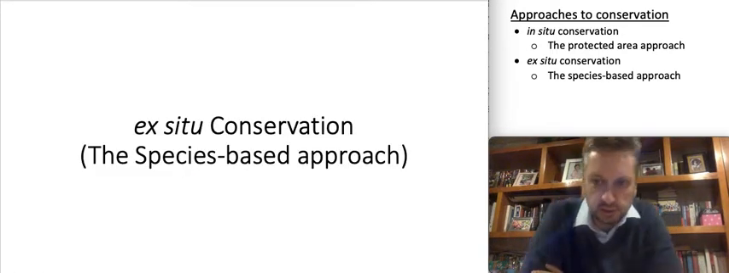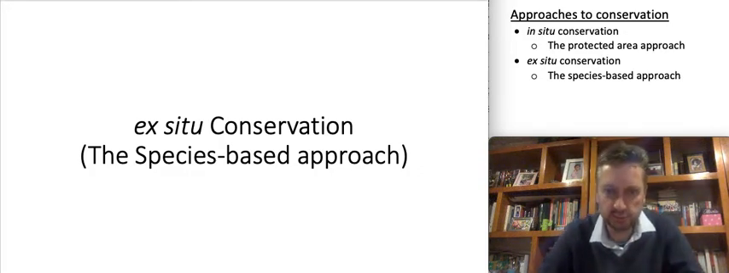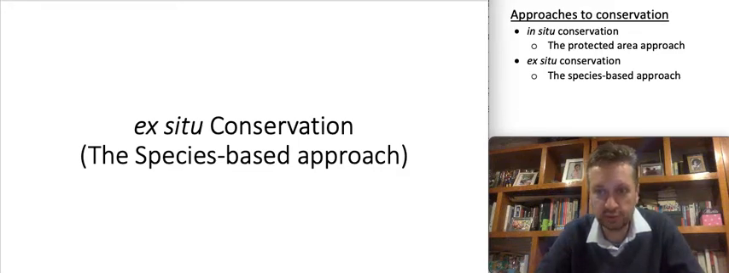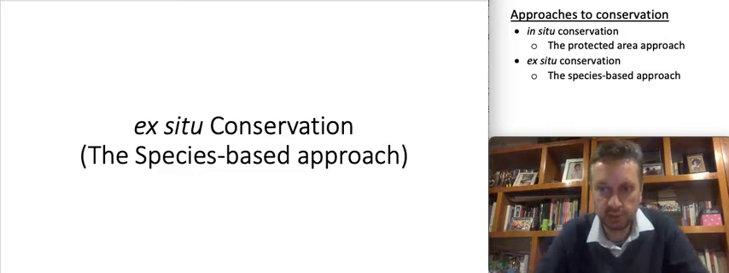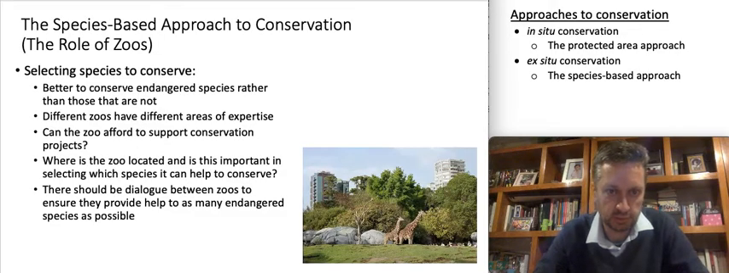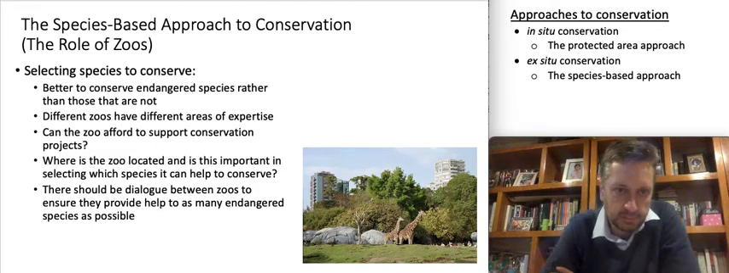Okay, I think that concludes my first section on the in situ approach. So now we can look at the ex situ approach, the species-based approach, or the approach of building zoos or collections of animals for breeding, perhaps more ethically, collections of animals for certain breeding programs. Okay, so the role of zoos.